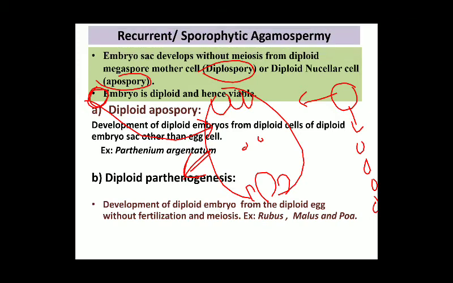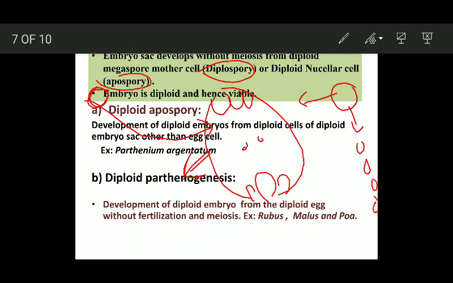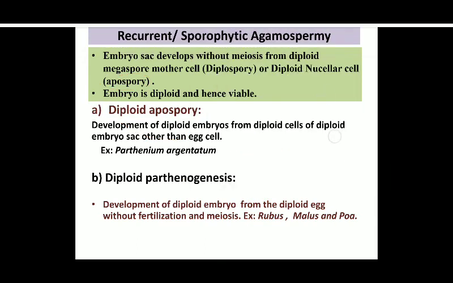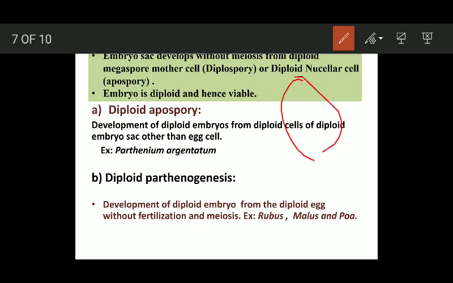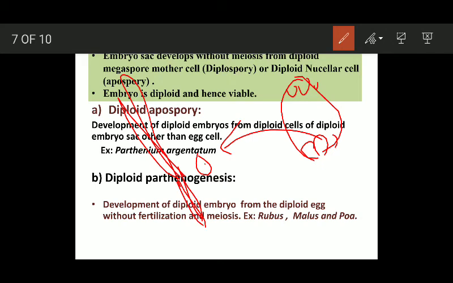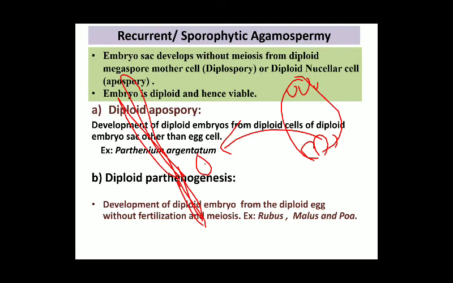viable. Now, the question is why this process is known as recurrent apomixis. It is known as recurrent apomixis because here you can see, this is the diploid embryo sac, diploid egg, diploid synergids, antipodals. Okay, for example, this diploid egg cell will give rise to embryo which will form the diploid plant. Okay, this diploid plant can go through the same lines. In the next generation, the same processes can occur. So this is known as recurrent apomixis because this process can recur. It can occur again and again and again.